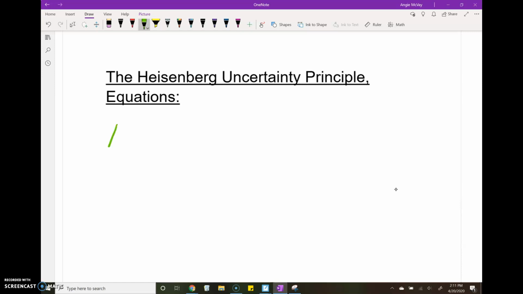So the equation is, here, I'll not do green. I don't know why I'm in green right now. Erase. There we go. Let's do purple.